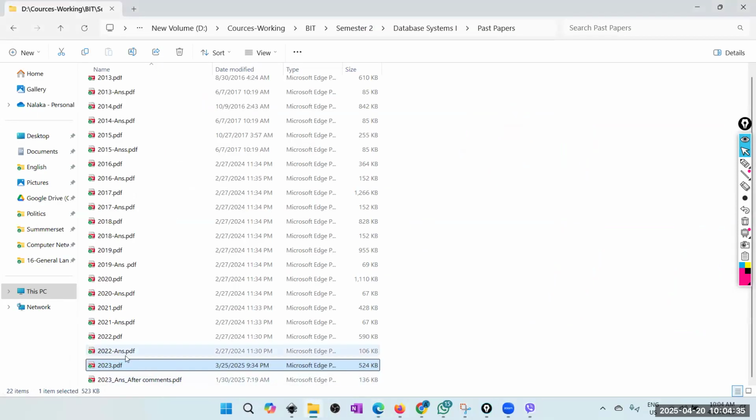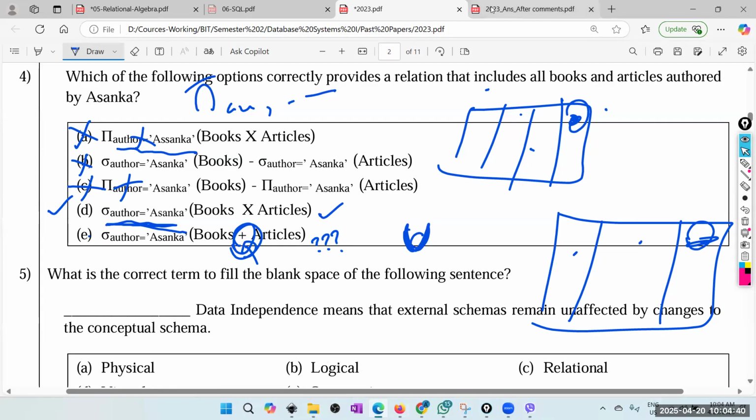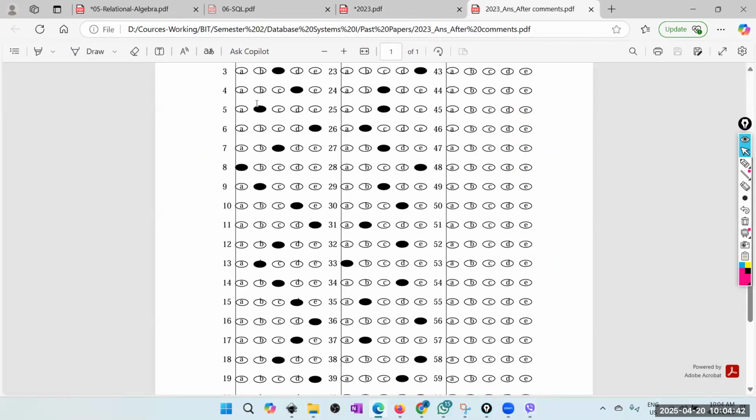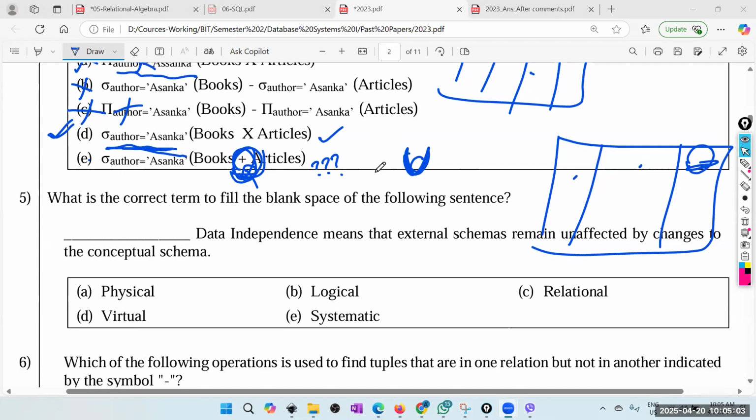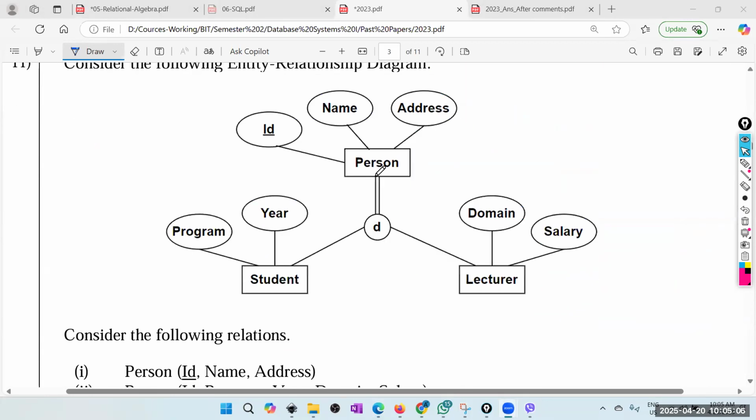Right. Let's look at the answer. Question number 4, right? Yes, the examiner has taken D because this is not a standard operation. This is not a standard operation. So the examiner has taken D, right? Because we never learned something like this. Okay. So you can see that is the expectation.